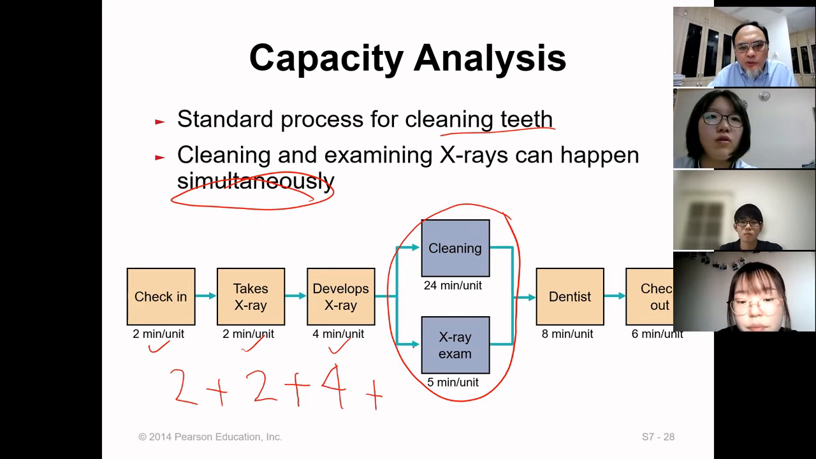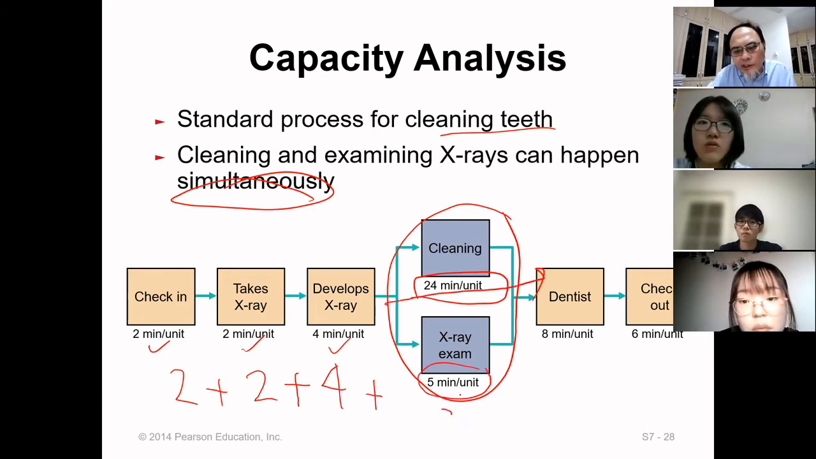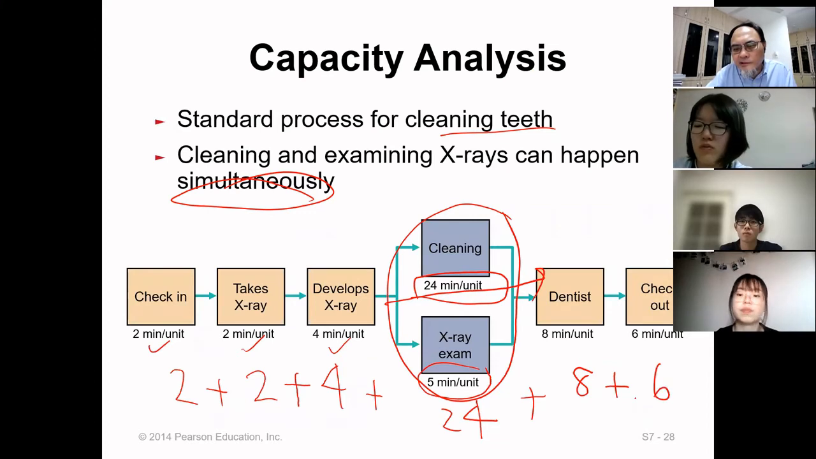Okay, here what do we do? Plus 24. Yes, because we cannot take 5. 5 is lower than 24 because the time required is 24 minutes. Plus 8 plus 6 equals. So this is called throughput.